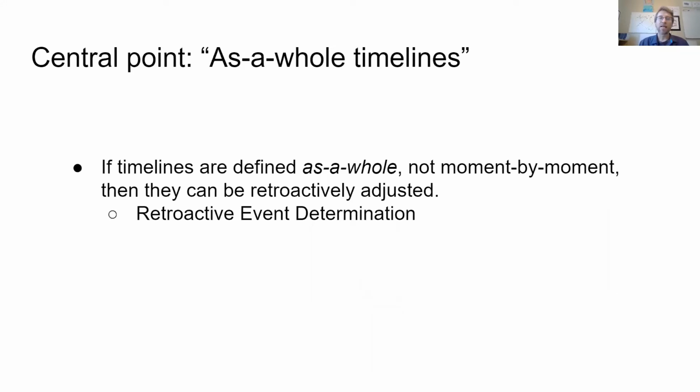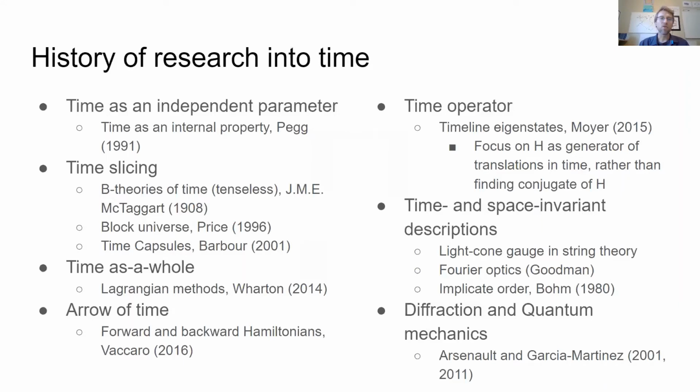So the central point is timelines as a whole. If timelines are defined as a whole, not moment by moment, then they can be retroactively adjusted and give us essentially the matrix. This is called retroactive event determination in my papers. So the history of research into time, there's a lot of it. We're going to focus mostly on time slicing today. I'm not going to go into this slide, but you can pause it if you'd like.